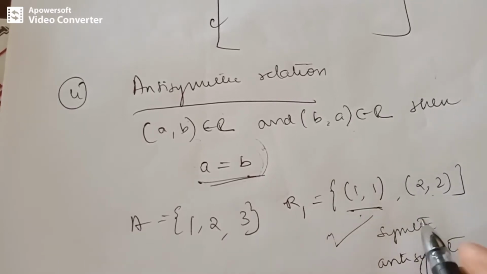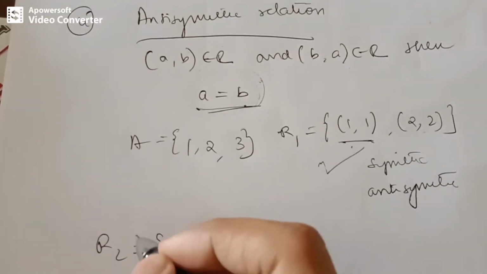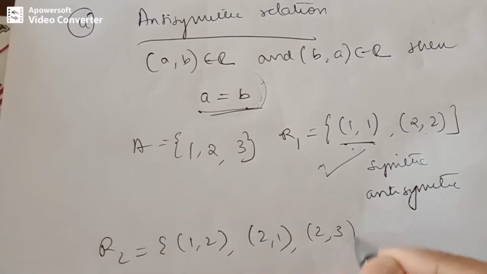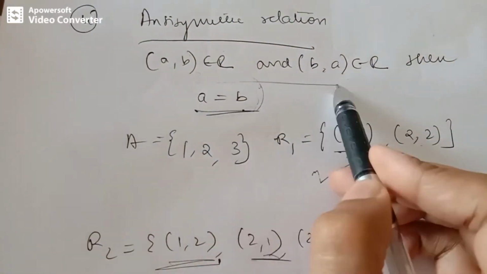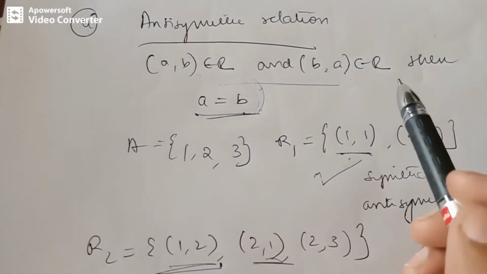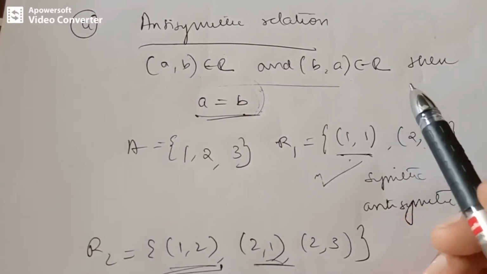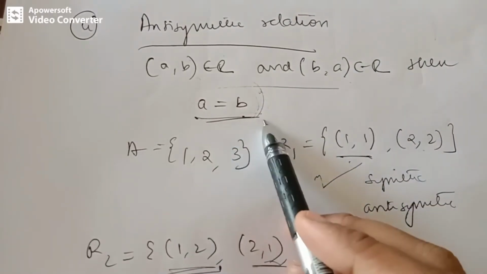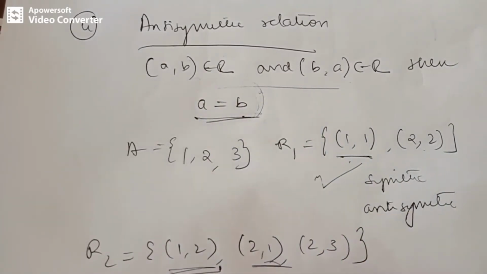Right? We just look into this relation. It is both symmetric as well as antisymmetric. Let me take another example for the relation. If I take (1, 2) and (2, 1), and also if I take (2, 3), you can observe (a, b) belongs to R, (b, a) belongs to R, and then a is equal to b. So if (a, b) belongs to R and (b, a) belongs to R, then a equals b. Do I have that pair?